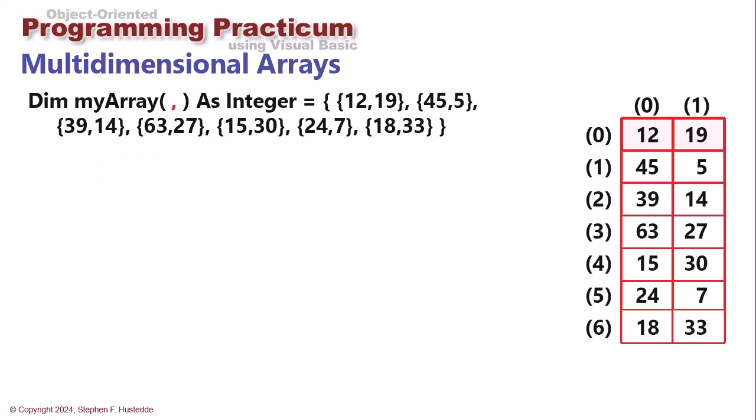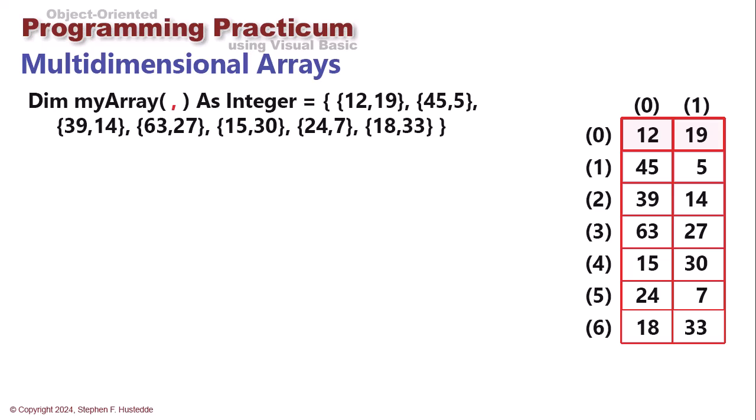We can also initialize the array when we declare it. And there I don't specify the rows and columns. When I declare my array, in the parentheses I put a comma. And that comma tells me this is going to be a two-dimensional array. Declaring it as integer and equal, and then in my curly brackets, I'm doing pairs of curly brackets with each, in essence, each row. And here we have columns 0 and 1, so 12 and 19 going in that first row of 0, 45 and 5 going into the second row of 1, 39 and 14, and so forth.